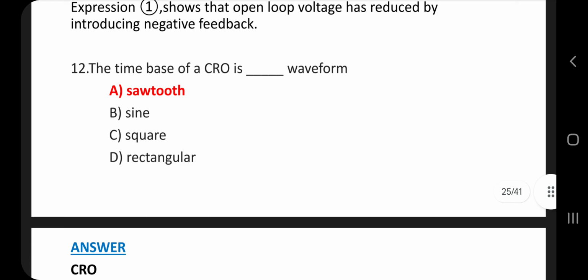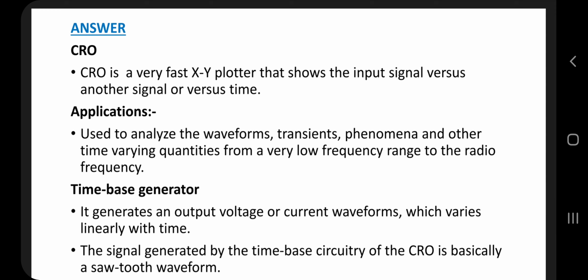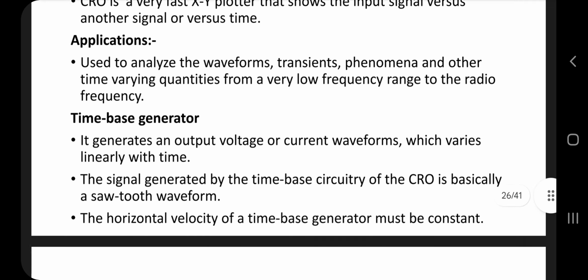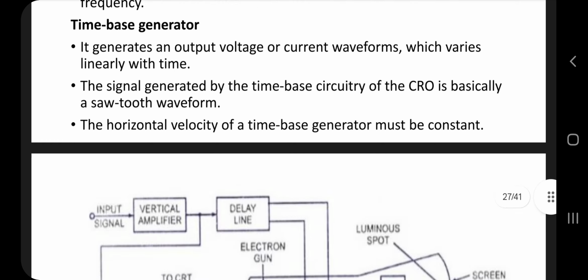Question number 12. The time base of a CRO is dash waveform. Answer is option A, sawtooth. What is a CRO? CRO is a very fast XY plotter that shows the input signal versus another signal or versus time. The application of CRO is to analyze the waveforms, transients, phenomena and other time varying quantities from a very low frequency range to the radio frequency.